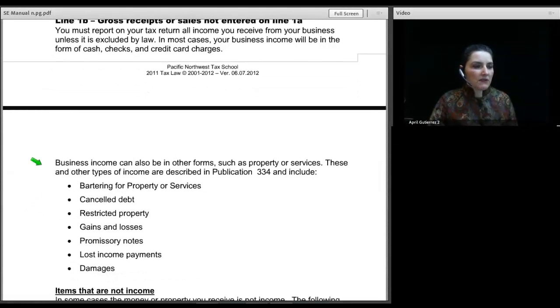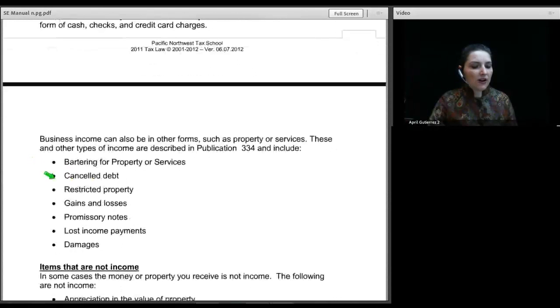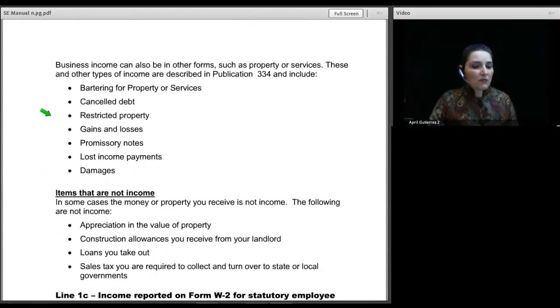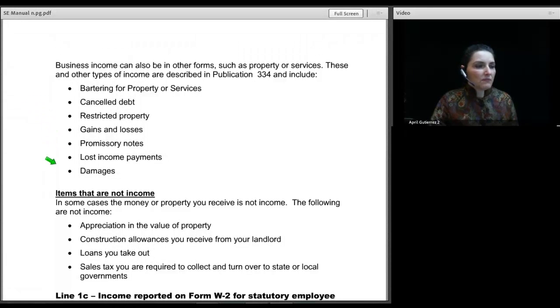But in addition to receiving money in the form of cash, check, or credit card, there are also other ways your business can receive income, one of which is through bartering, and you could also be receiving it from canceled debt, restricted property, gains and losses, promissory notes, lost income payments, and damages. Now, depending on the nature of the income, it may or may not be reportable on line 1B, but certainly bartering is something that should be reported on line 1B as income. And canceled debt, restricted property, there are other ways those kinds of income get reported. But if you've received these types of income, my advice to you is to go to Publication 334 to look up more instructions on how to treat it.